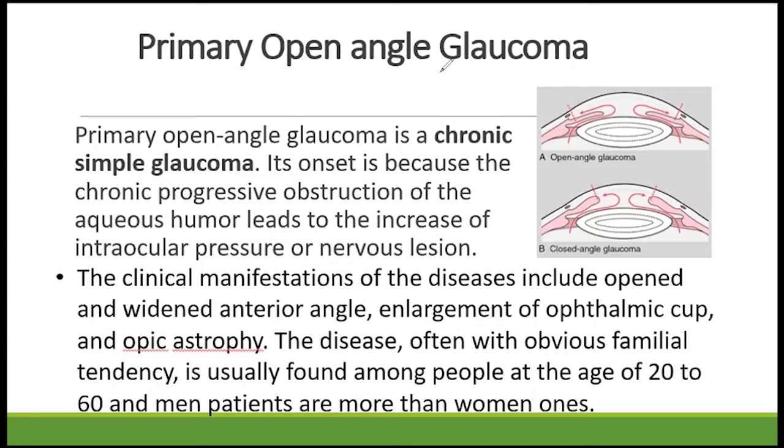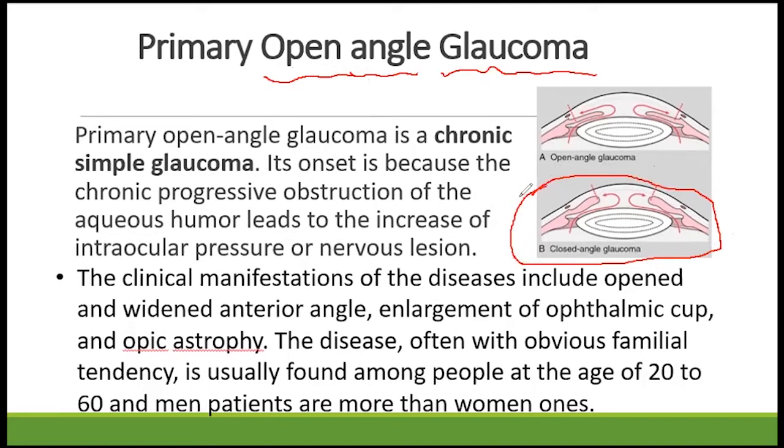So last week, we talked about glaucoma. Glaucoma basically has two types. One type is angle-closed glaucoma. One type is open-angle glaucoma. We finished angle-closed glaucoma last week. If you look at the picture here, this one is closed-angle glaucoma, and you can see it is pretty narrow there. This one is open-angle glaucoma. So those are the two different types. Today we're moving to open-angle glaucoma.